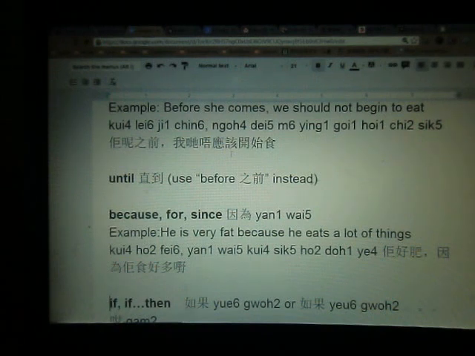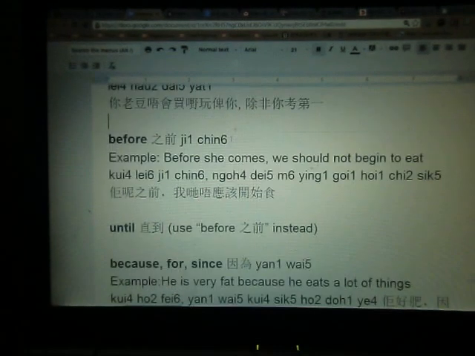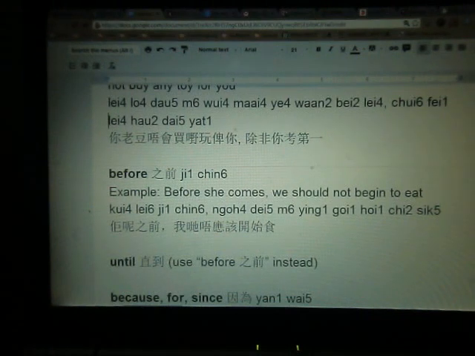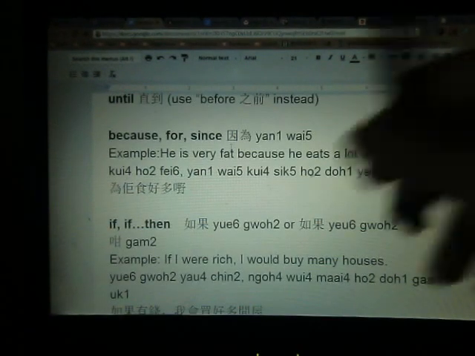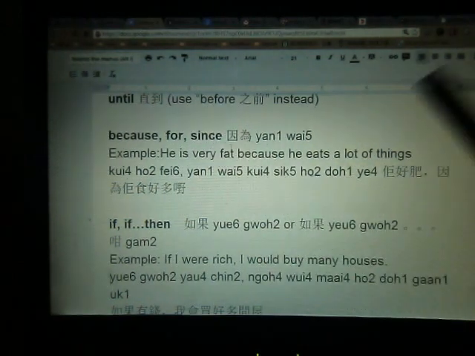How about until? Well, until, 直到, which is not really common in Cantonese, so if you really want to say until, you should use 之前, right, so before. Right. And then, how about because or for or since, we use the same thing, 因為.